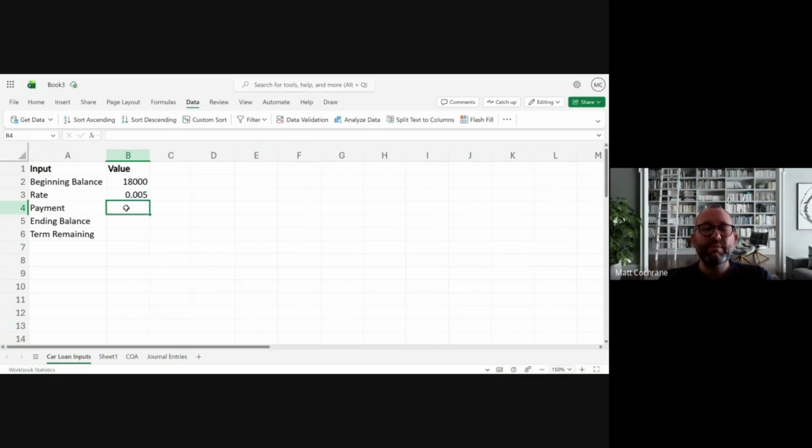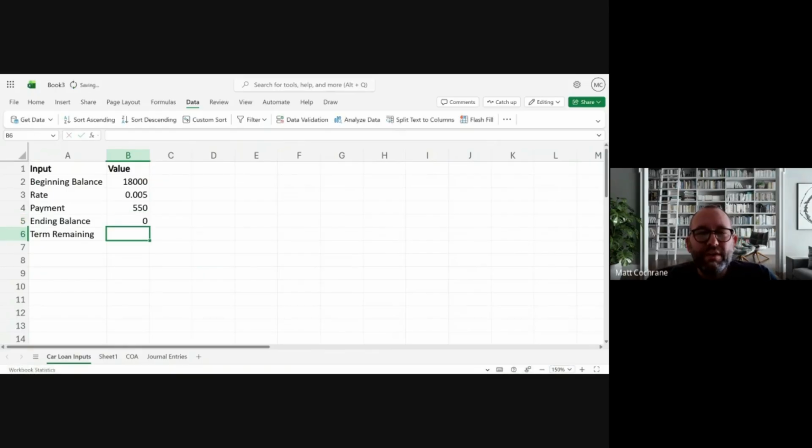Now, the payment will be based on what the original value of the loan was, and we're just going to assume that payment is $550. And the ending balance is not the ending balance for this term. It's just the ending balance once the entire loan has been paid off, and that's 0.